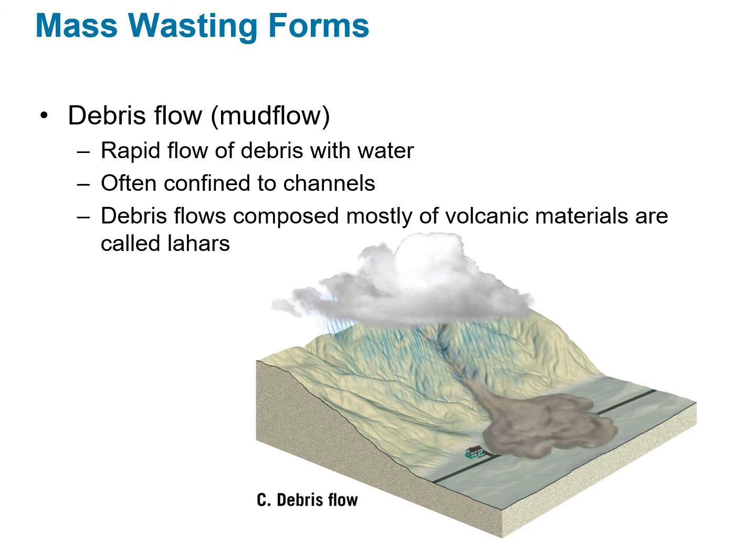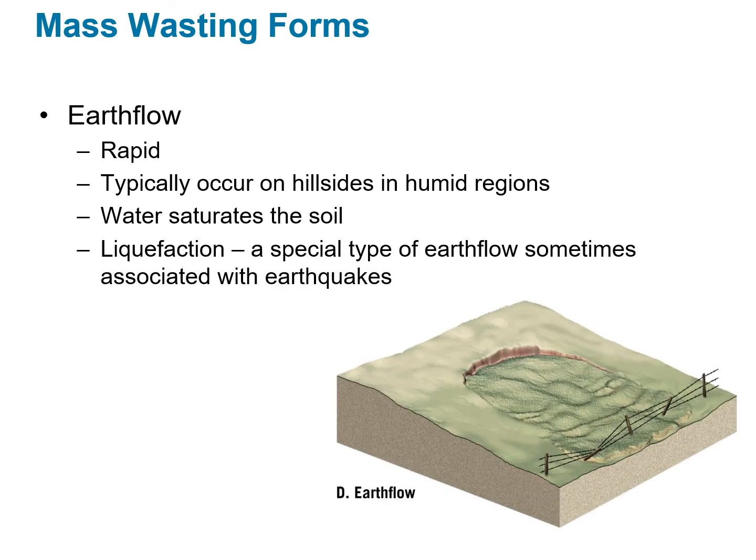In some areas where you have volcanoes, these debris flows can come from volcanoes, and we call those lahars. Earth flow, this is also very rapid. This happens on hillsides in very humid regions. This is when water saturates the soil, and then you get a small scarp and some movement here. Liquefaction also can occur with earth flows.